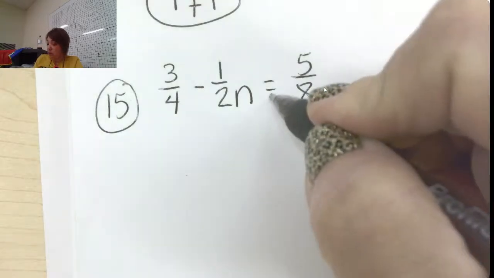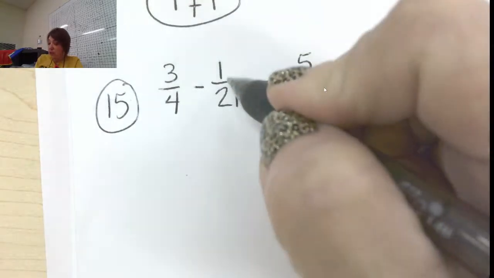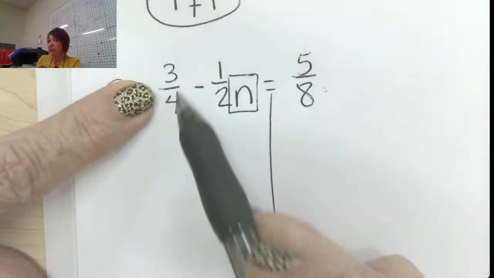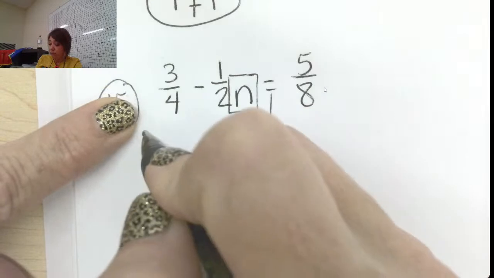So we're going to draw our equal sign right here. Here's our n we're trying to get by itself. So we're going to get 3/4 out of here first. How do we do it? Subtract it.